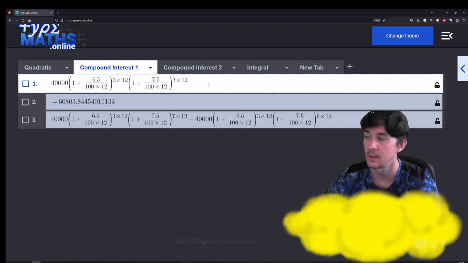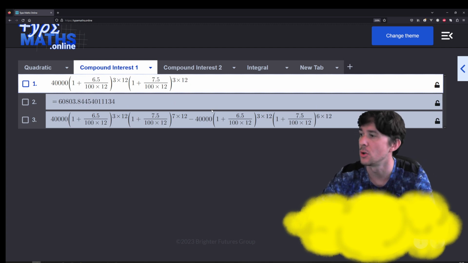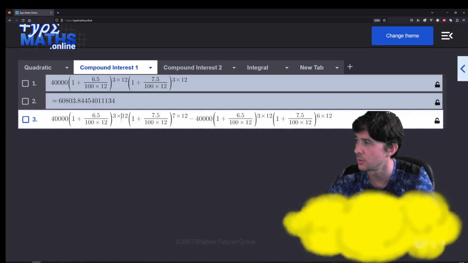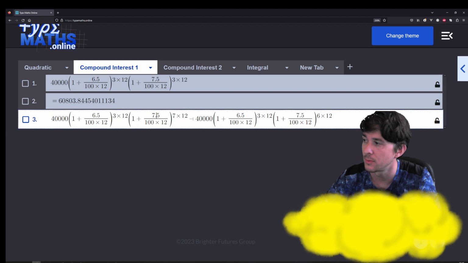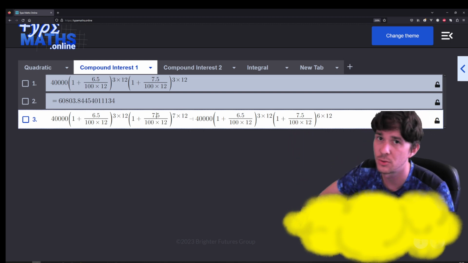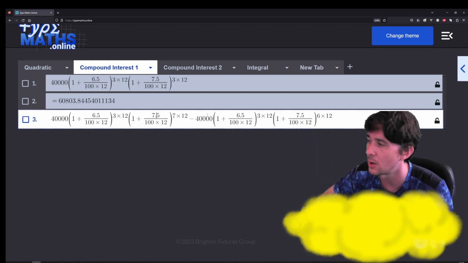Control-Shift-Enter, there's our answer. Now, suppose we wanted to know how much, if we did this for 10 years, so I've kind of restructured it, we do 3 years at the 6.5, and then we do 7 years at the 7.5. This is just an example I was doing with a student the other day. That's why it seems so arbitrary.